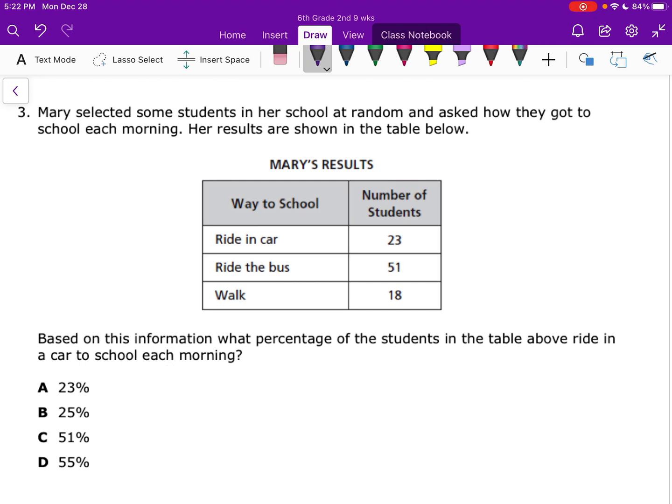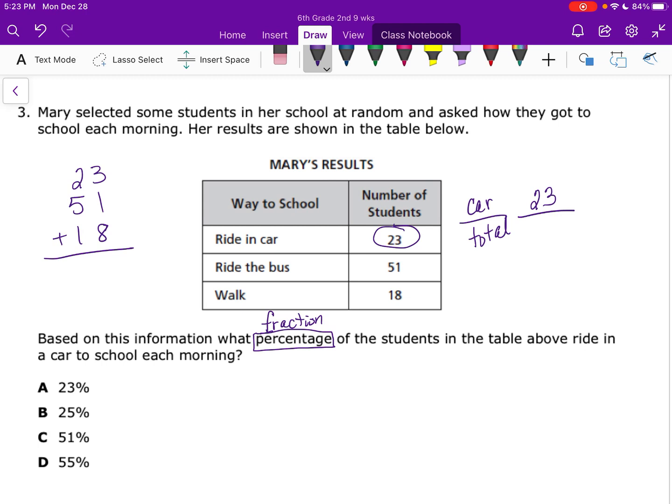So they're asking us for the percentage. So we're going to think in our heads, instead of saying what percentage, we're going to say what fraction ride in the car. So we're going to do car to what? That's right, car to total. So how many ride in the car? 23. And then what's our total? Yeah, they don't give us the total. So what do we have to do? Exactly, we have to add up these numbers. So we have to say 23 plus 51 plus 18.